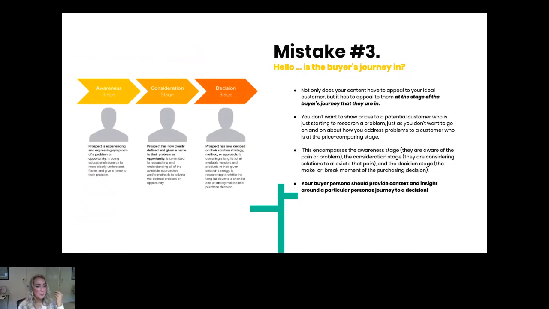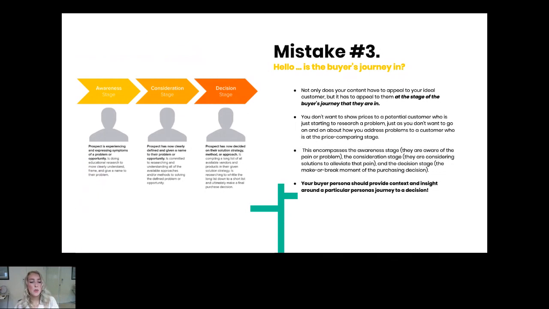So it basically encompasses the awareness stage, where a prospect is aware of a pain or problem, then through to the consideration stage, where they're considering solutions to alleviate that pain, and then through to the decision stage, so the make or break moment where they decide whether or not to purchase from you.